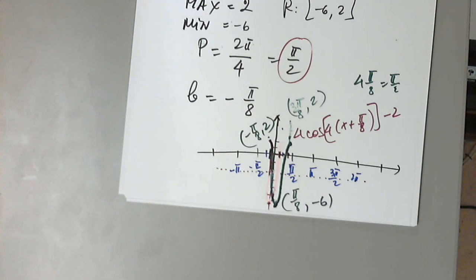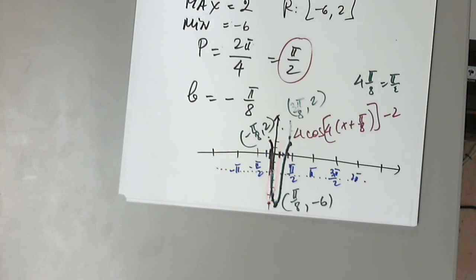And now let's go to the viewing window. The viewing window has to be between negative pi over 8 and 3 pi over 8 with a scale of pi over 8. And I want the minimum, since I know it's negative 6, I'm going to say negative 8. And I want the maximum, I know it's 2, I'm going to say 4. And when I click enter, I should see one complete cosine, nothing else.